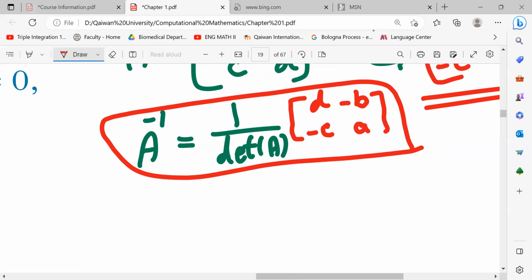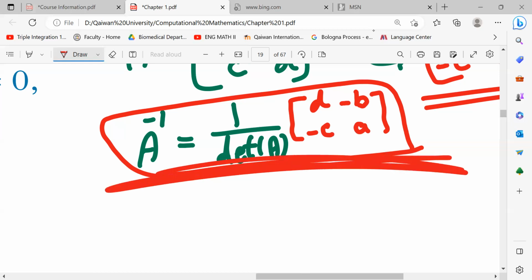Then we say the inverse of a matrix is a matrix of the same size as the given matrix. As you see here, we have a 2 by 2 matrix, so its inverse is a 2 by 2 matrix. For a 3 by 3 matrix, the inverse is a 3 by 3 matrix, and so on. We use this rule for finding the inverse of any 2 by 2 matrix.